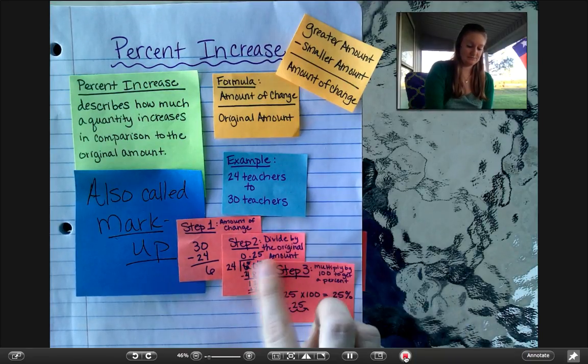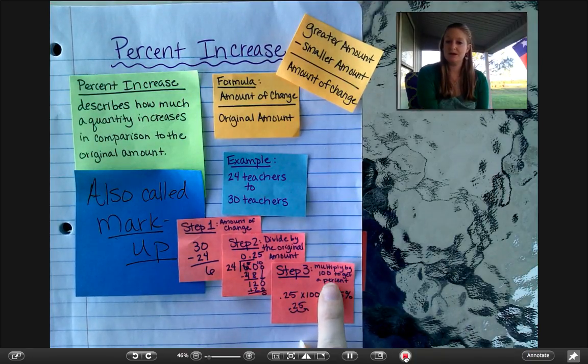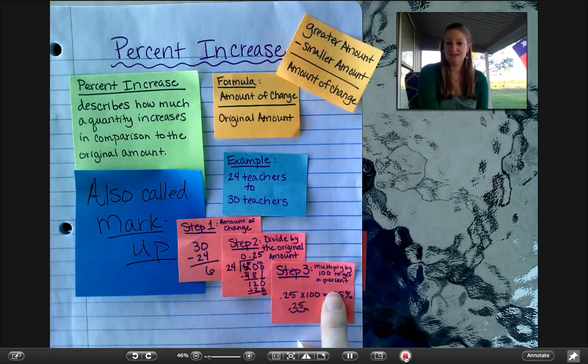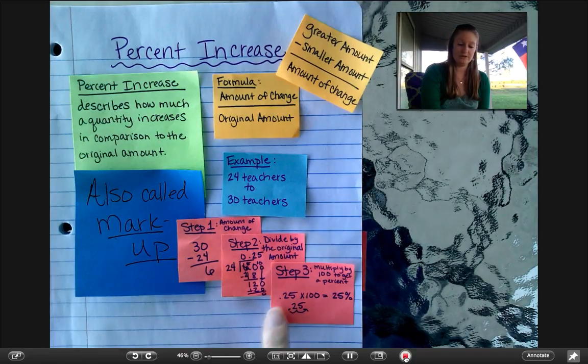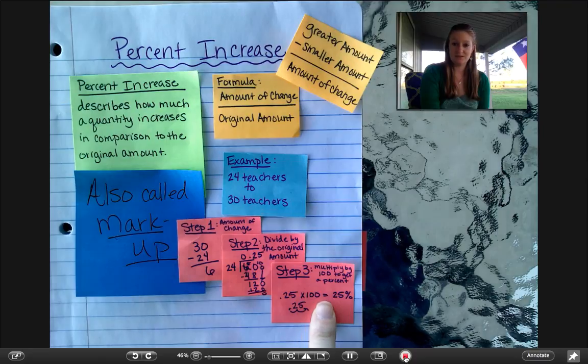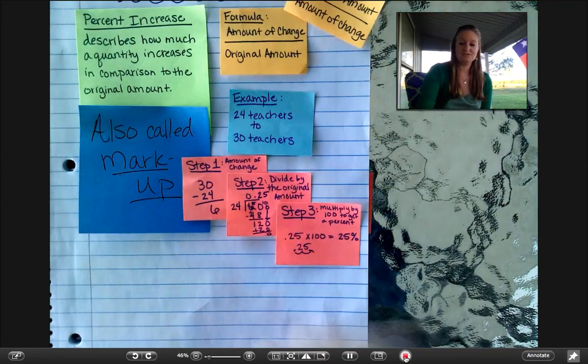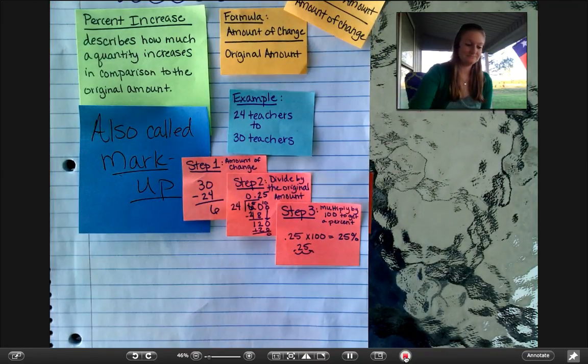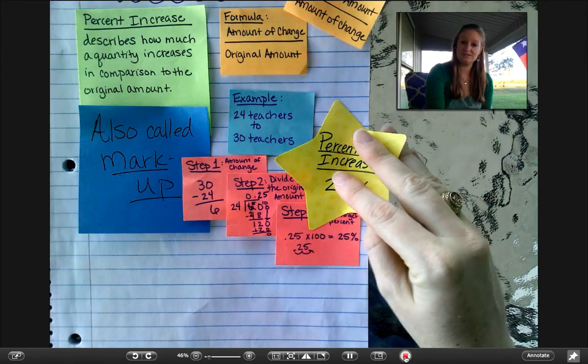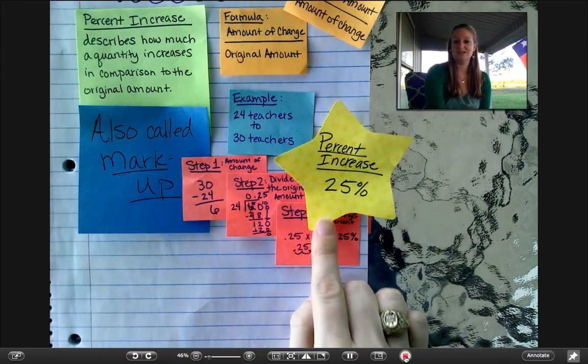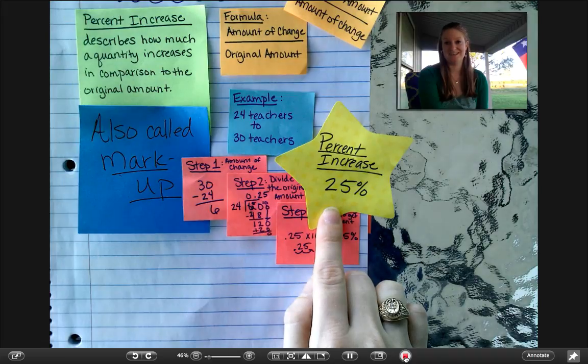Then our third step is to multiply by 100 to get a percent. So 0.25 times 100 gives us 25%. Or the shortcut is to take that decimal and move it to the right 2 times. So our percent increase from 24 teachers to 30 teachers is a 25% increase.